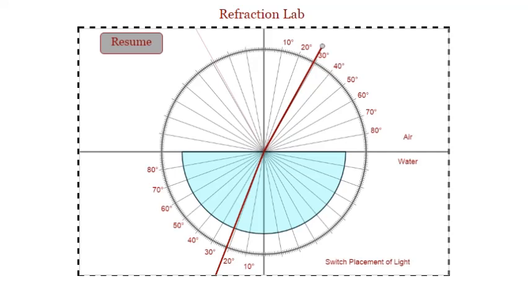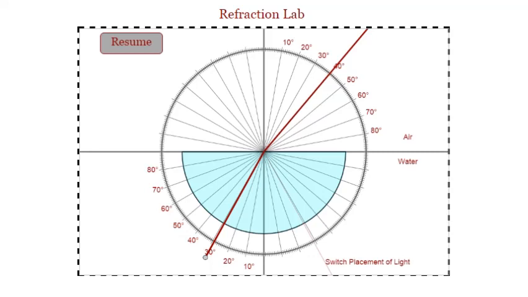When you get to question 4, the change is that you're going to make another data table. This time, you're going to change the placement of the light. You're going to make the light start in the water and then move into the air. And you're going to answer a few questions.